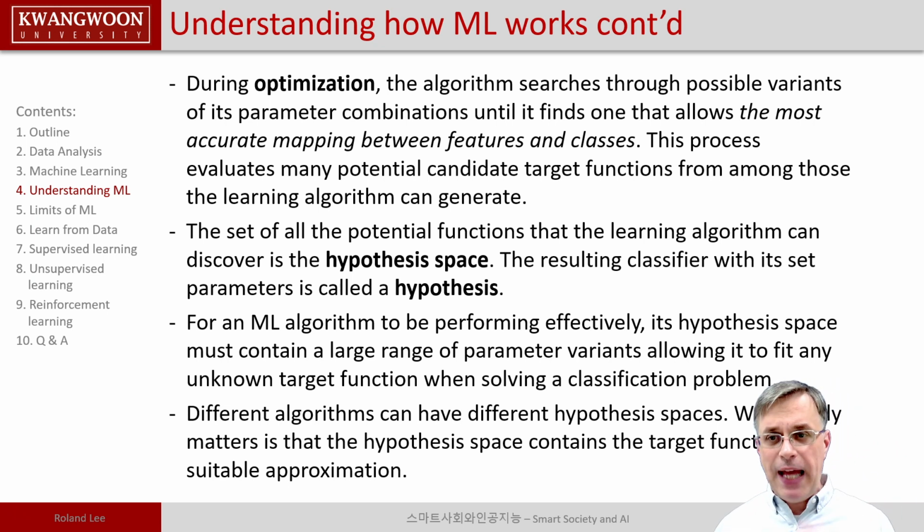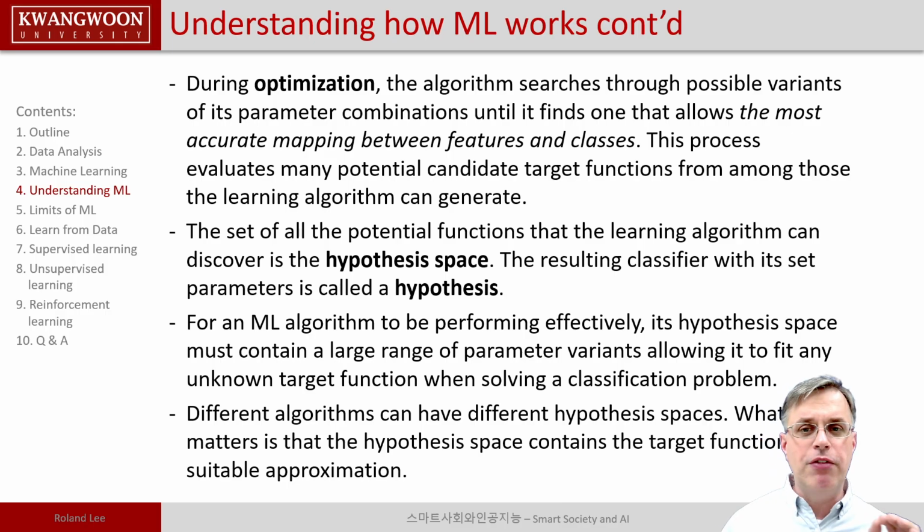The set of all the potential functions that the learning algorithm can discover is the hypothesis space. And the resulting classifier with its set parameters is called the hypothesis, a way in machine learning to say that the algorithm has set parameters to approximate the target function and is now ready to define the correct classification in any new situation.